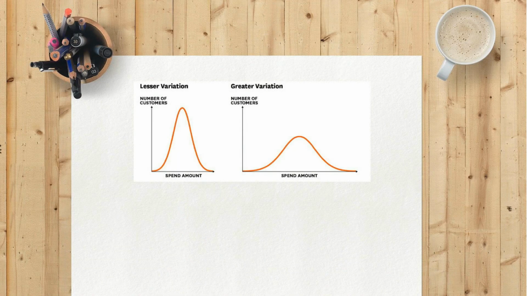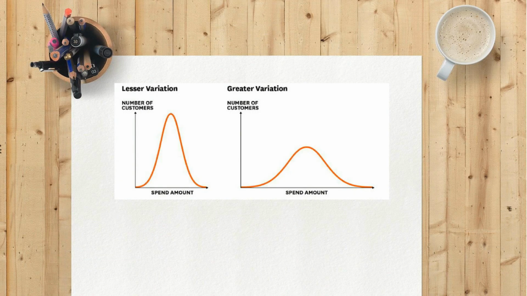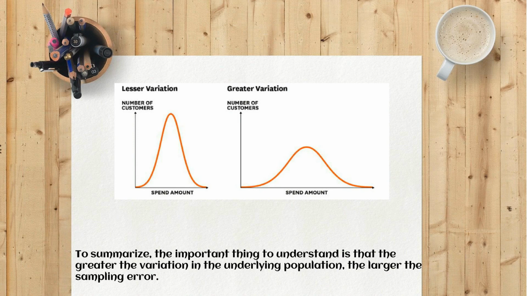Compare that to the chart on the right, with more variation. Here, people vary more widely in how much they spend. The average is still the same, but quite a few people spend more or less. If you pick a customer at random, chances are higher that they are pretty far from the average. So if you select a sample from a more varied population, you can't be as confident in your results. To summarize, the important thing to understand is that the greater the variation in the underlying population, the larger the sampling error.